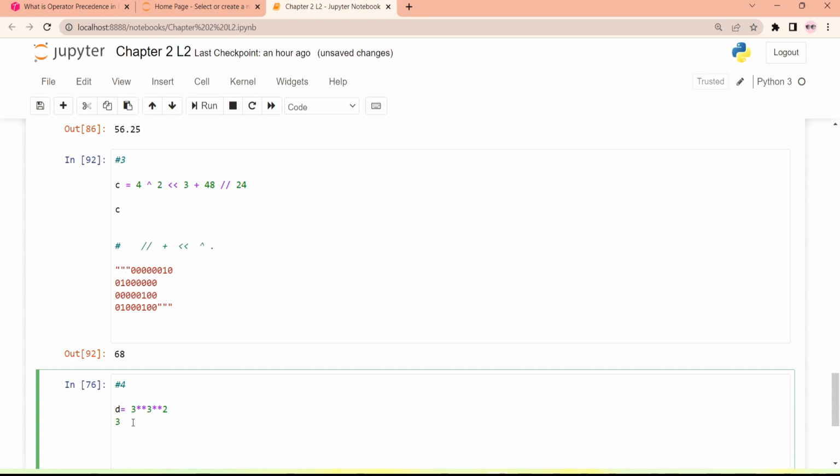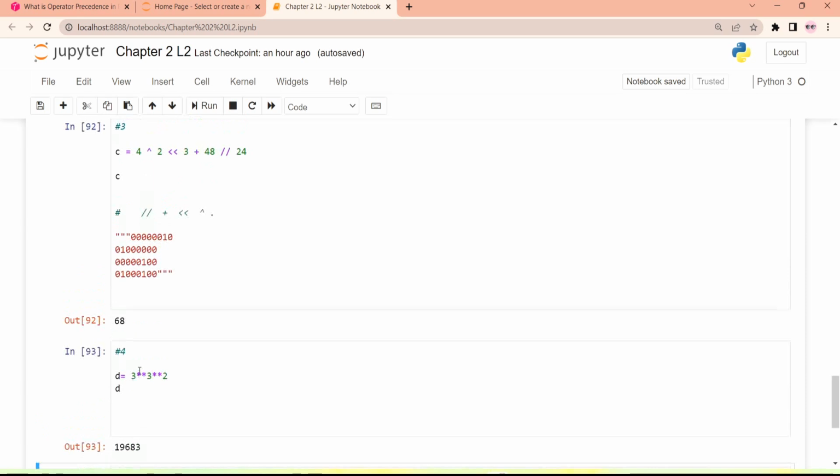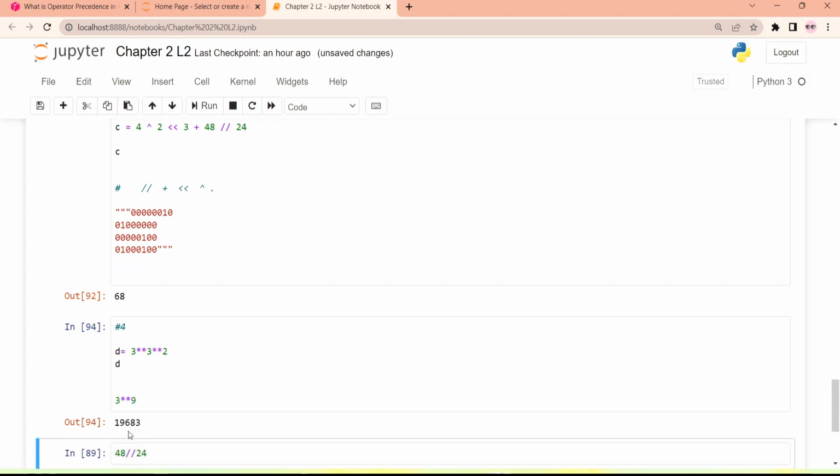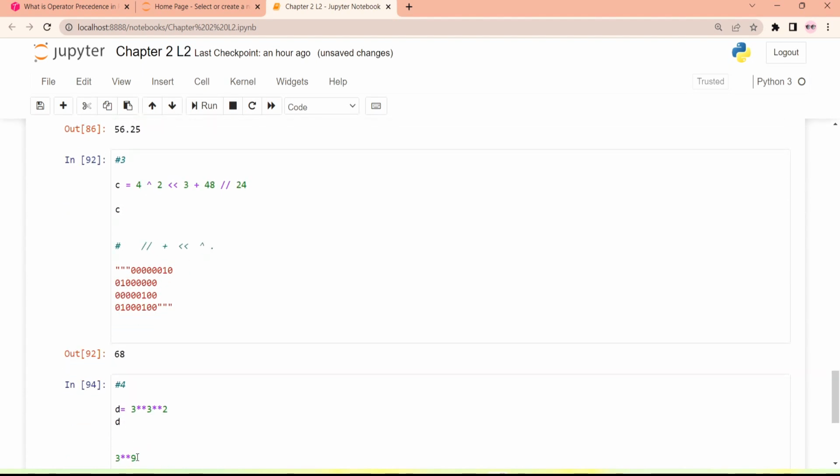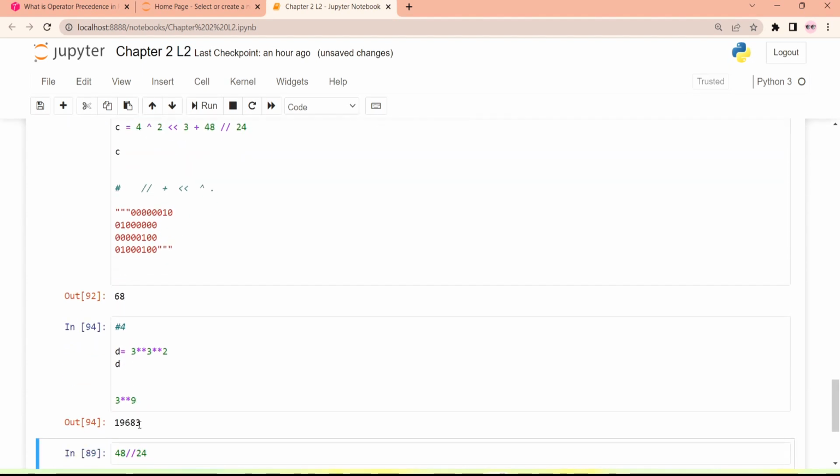So it will be evaluated like 3 to the power 2. The result is 9. Now 3 to the power 9. Let us evaluate, and you can see it is 19683. Let me directly check whether our answer is correct. It can be observed that 3 to the power 9 is 19683. That's all for this video.